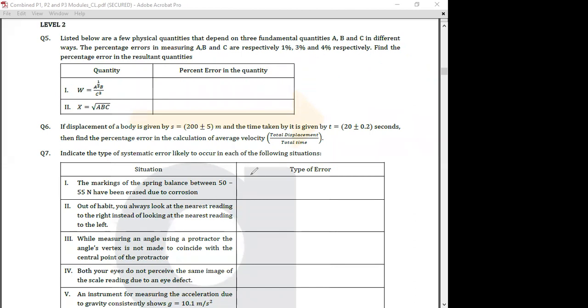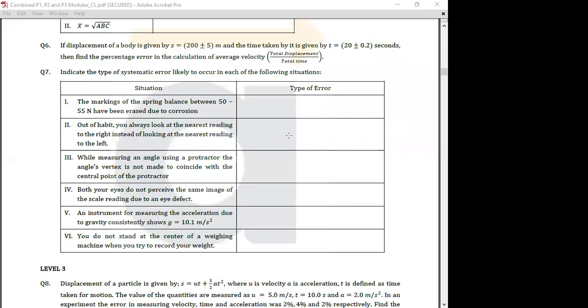Okay, very good. Now, the sixth one is almost the same as that. Chalo, seventh one. Indicate the type of systematic errors likely to occur in each of the following situations. Now let us see the first one. The marking of a spring balance between 50 to 55 Newton has been erased due to cohesion. Again, this is kind of vague. You might be thinking what kind of question it is. What is being asked should be the issue over here.